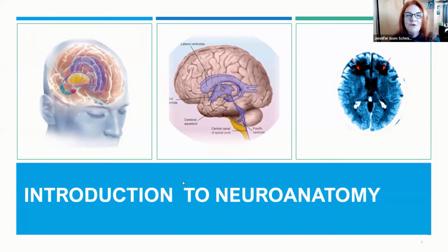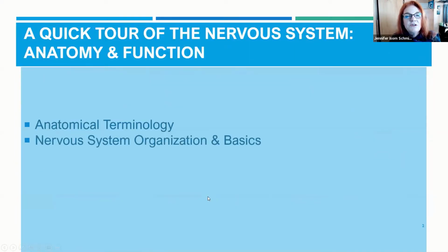Introduction to neuroanatomy. We're going to take a quick tour of the brain, go over the big landmarks, the structure and organization of the brain. But first, we're going to start out with some terminology so that you know what I'm talking about when I say that something's anterior or if it's medial.